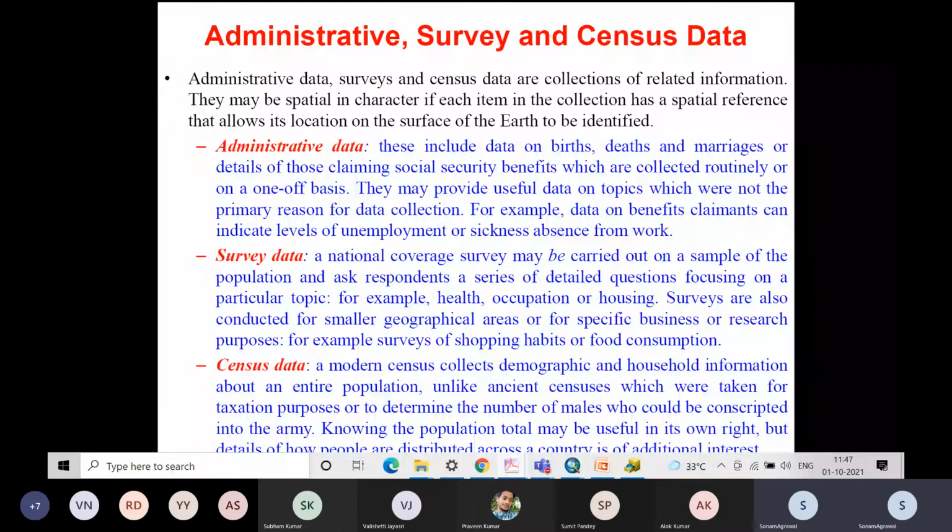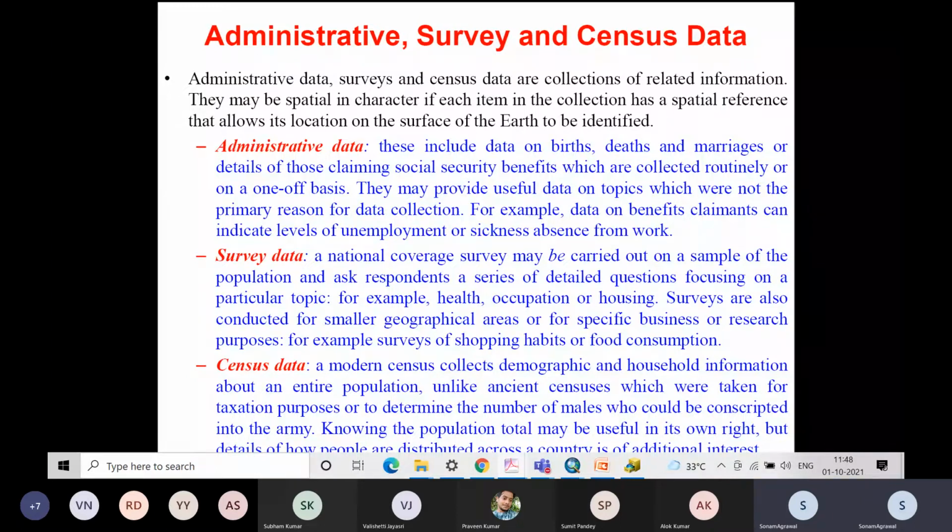Like, suppose at some place there is a childbirth. You have to register that childbirth. Everyone has a birth certificate, isn't it? So when we are getting a birth certificate, we are basically informing the government about a child. Similarly, if somebody dies, then we have to get a death certificate. This is information which is collected by the government routinely.